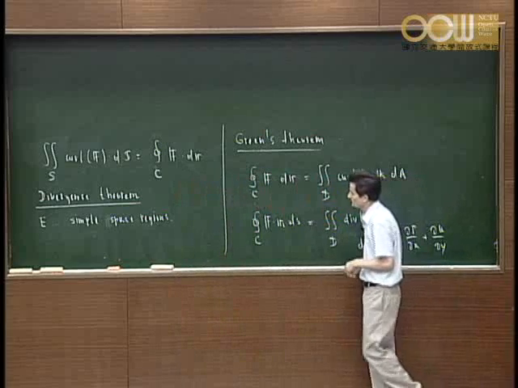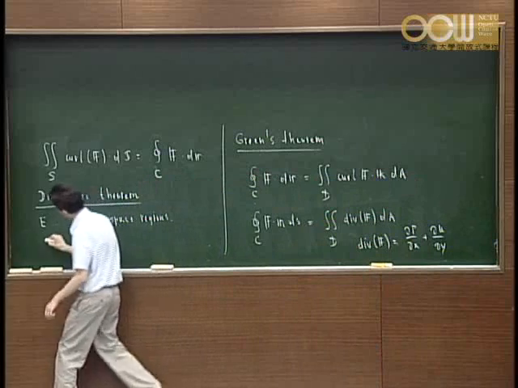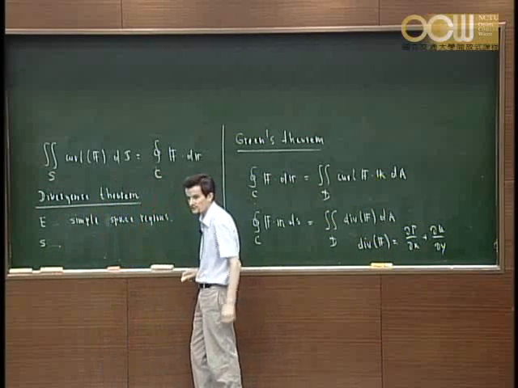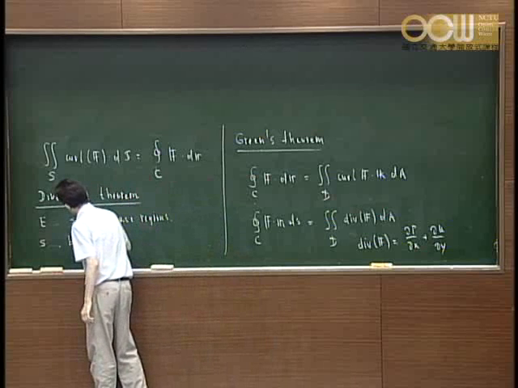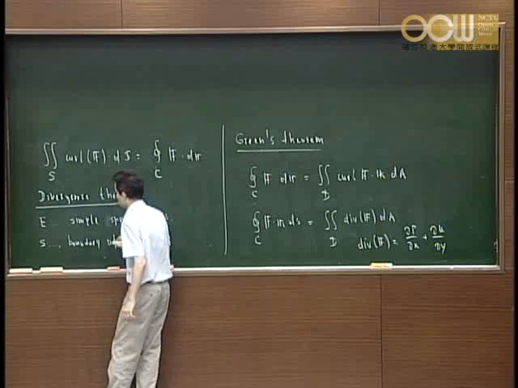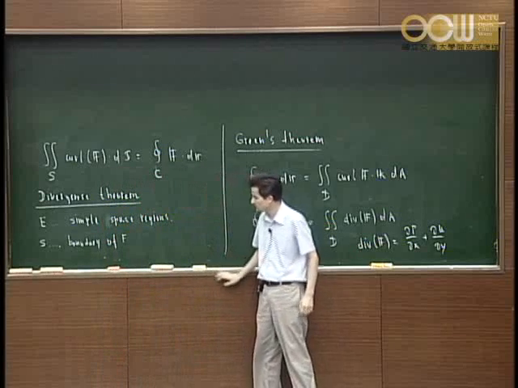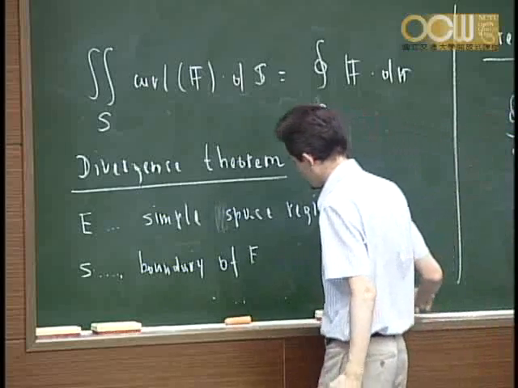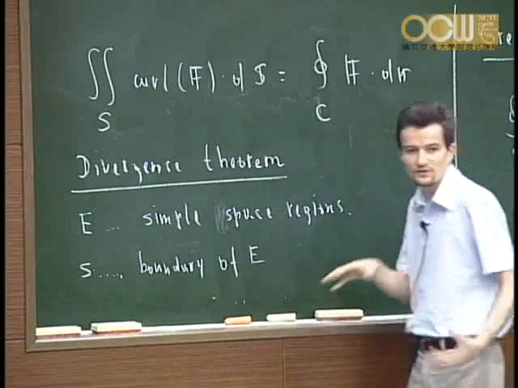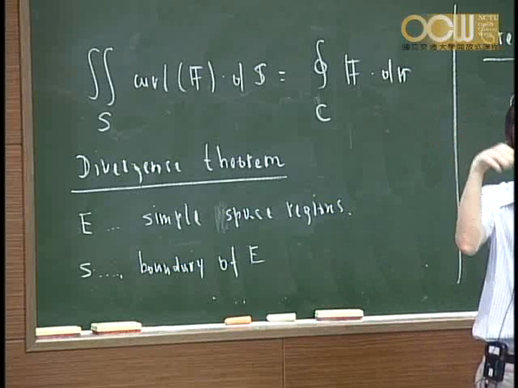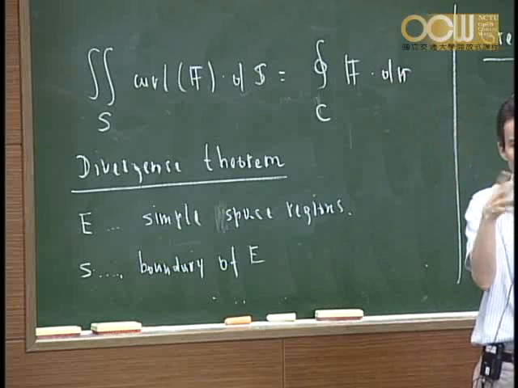Now, let's denote by S the boundary of E. E is a solid, something which is closed. So the boundary is a closed surface. And for a closed surface, you have two orientations. One is away from the surface, one is inside the surface, positive and negative.